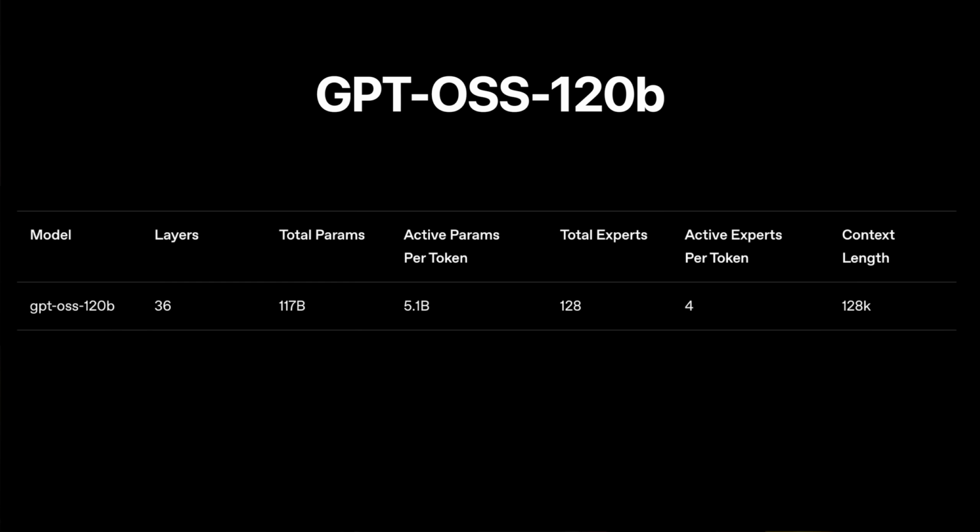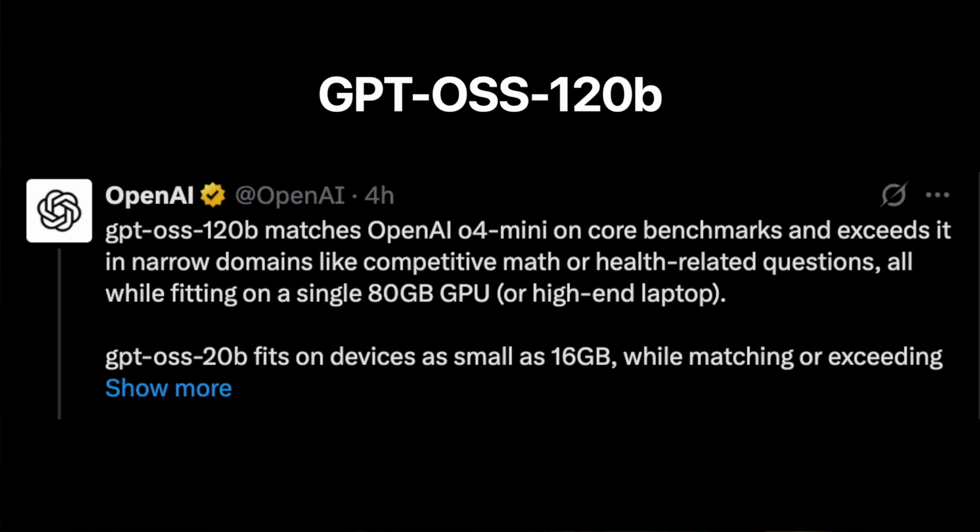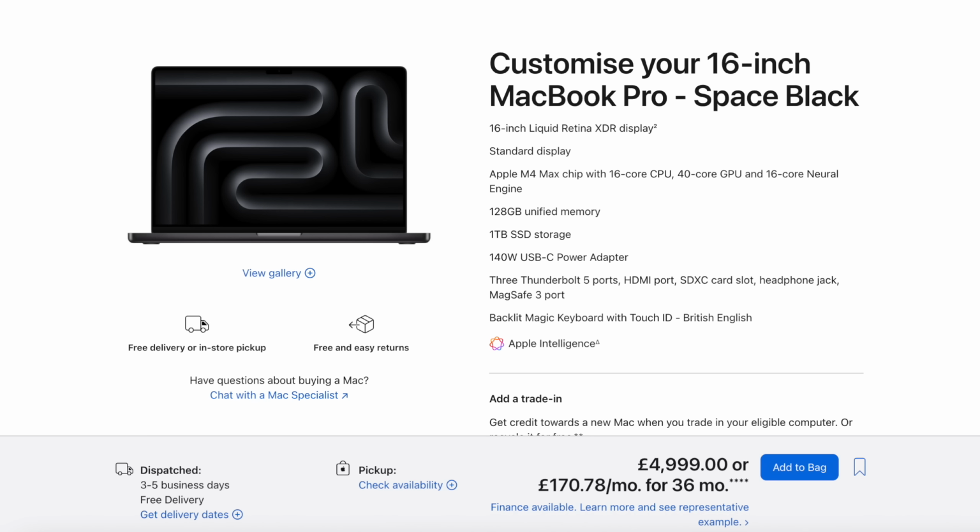But back to GPT OSS 120B, this is obviously that 120 billion parameter model, and they say it achieves near parity with O4 Mini on core reasoning benchmarks while running efficiently on a single 80 gigabyte GPU. That means if you have a good enough PC, you can get a local model running that is close to O4 Mini. That is actually insane. They do also mention that you could get this running on a high-end laptop. Seems like the only one that's actually capable of that is the high-end MacBooks, which cost 5,000 Great British pounds.